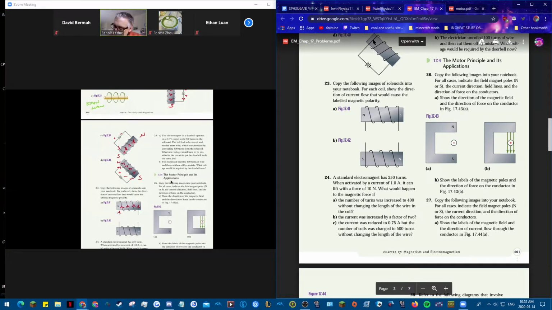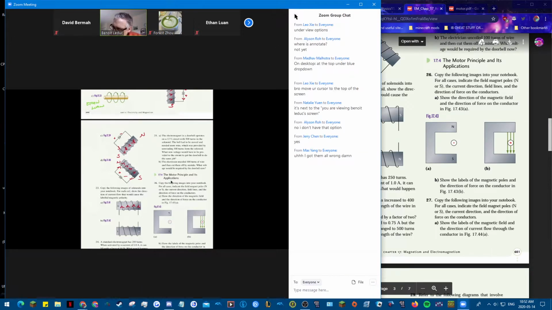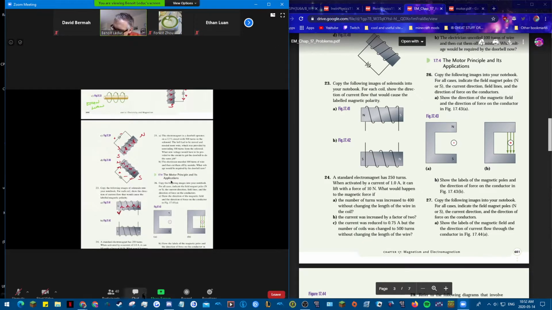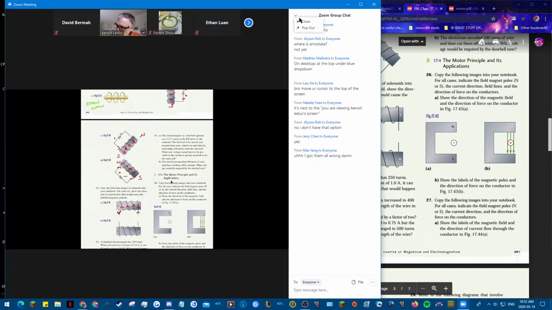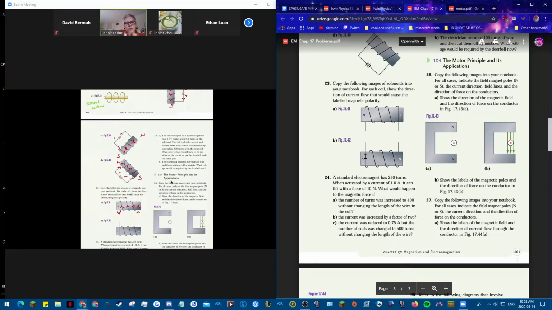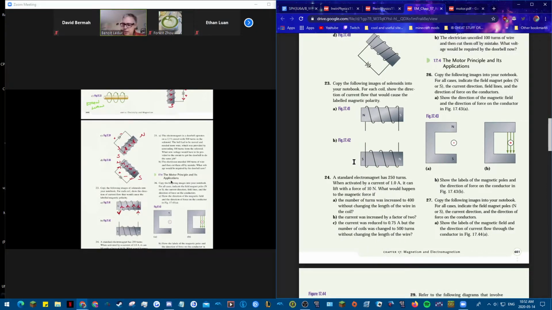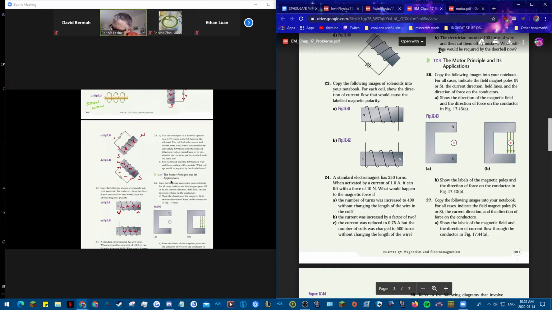Right, so the current comes here. This one is the other way around. The north is this, so your thumb is this way. So it'll be like this. Right. You good for that?